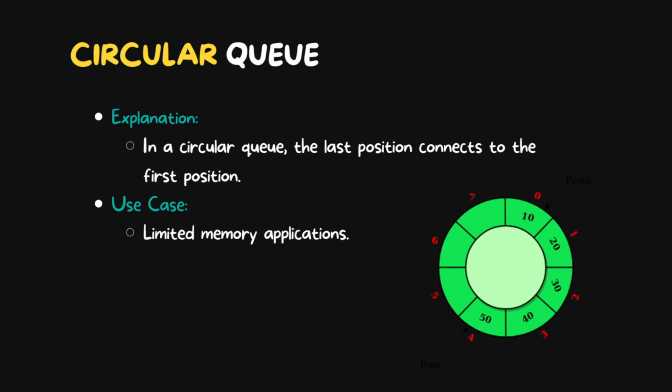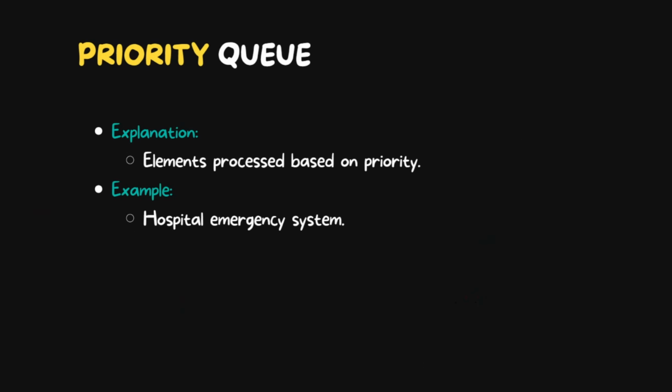In a circular queue, the last position is connected to the first. This design prevents wasted memory by reusing empty spaces at the front. It's like a conveyor belt that loops around. Circular queues are commonly used in buffering and task scheduling. A priority queue processes elements based on their priority rather than order. For instance, in a hospital, patients with critical conditions are treated before others. Priority queues are widely used in algorithms and real-world applications like job scheduling.